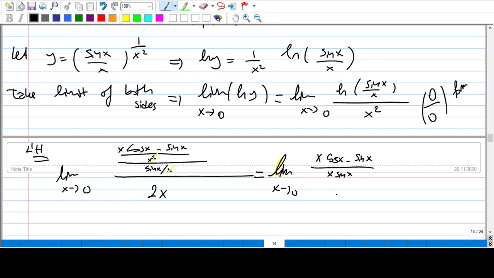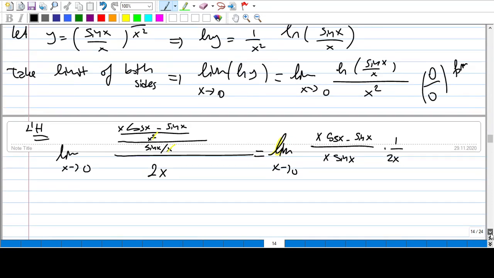Do we have a mistake here? x cancels, x times sine x, no, it's okay, over 2x. So it means I have 2x squared sine x here. Okay, let's see if I have a mistake or not. Okay, let us continue. Maybe it is better to write this as x sine x times 1 over x. Okay, 2x sine x. They are equivalent.